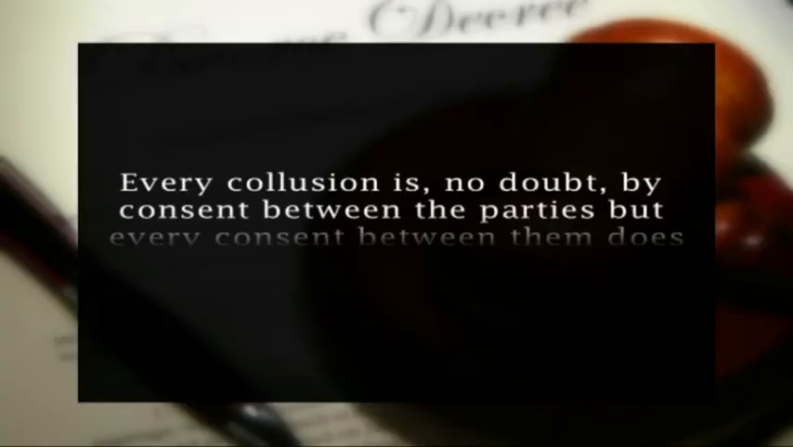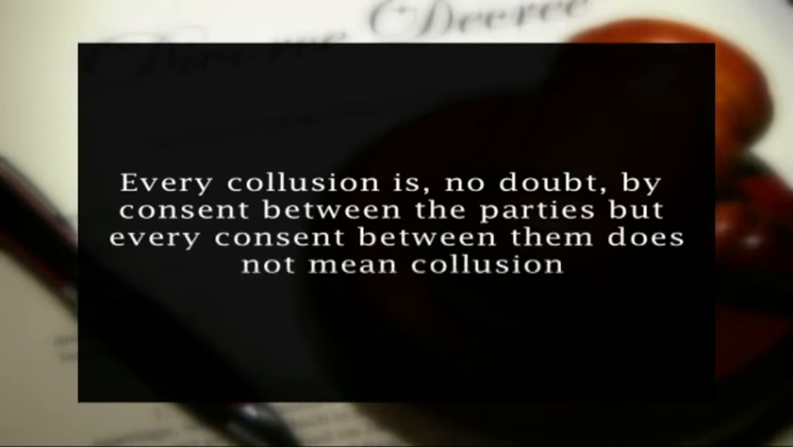Some jurists have also blamed that the theory is more or less in the form of collusion between the parties to end their marriage, but this is due to misunderstanding between the consent and collusion. Every collusion is no doubt by consent between the parties, but every consent between them does not mean collusion. Sometimes they just simply want to come out of their marriage, and it is not good to keep them bound just because of some legal intricacies.